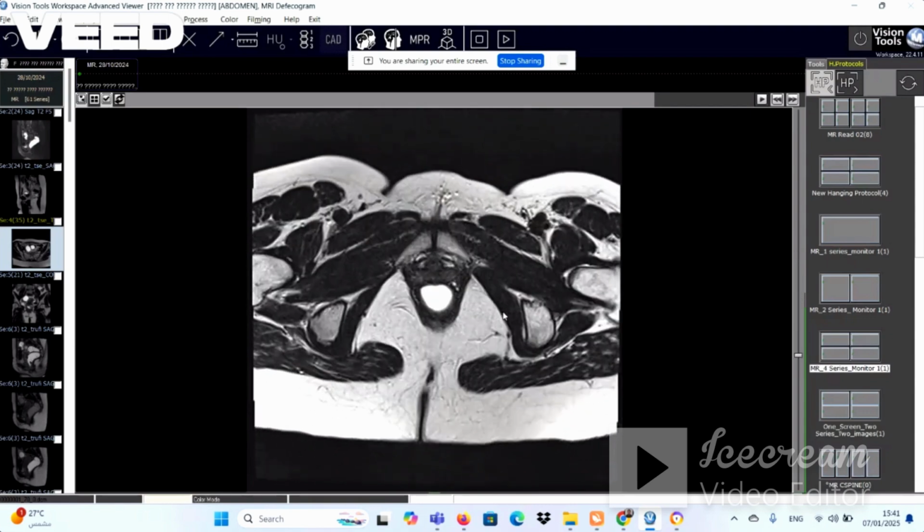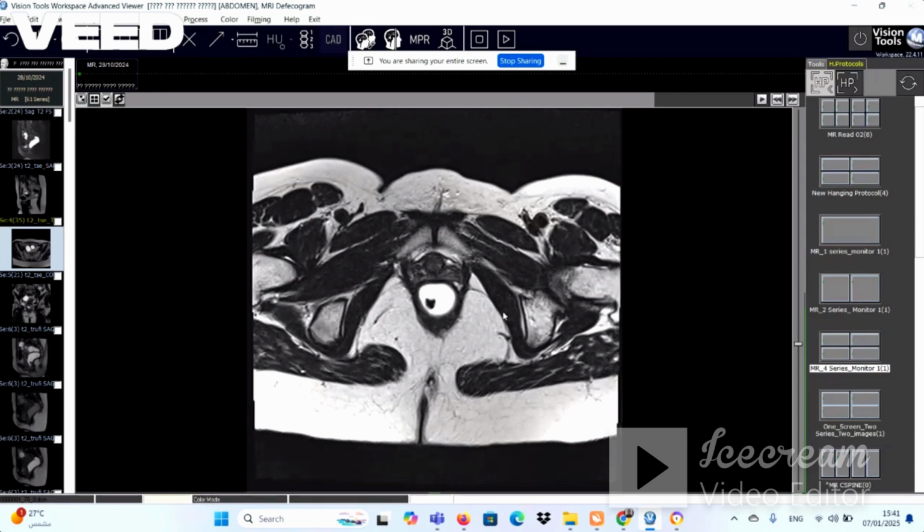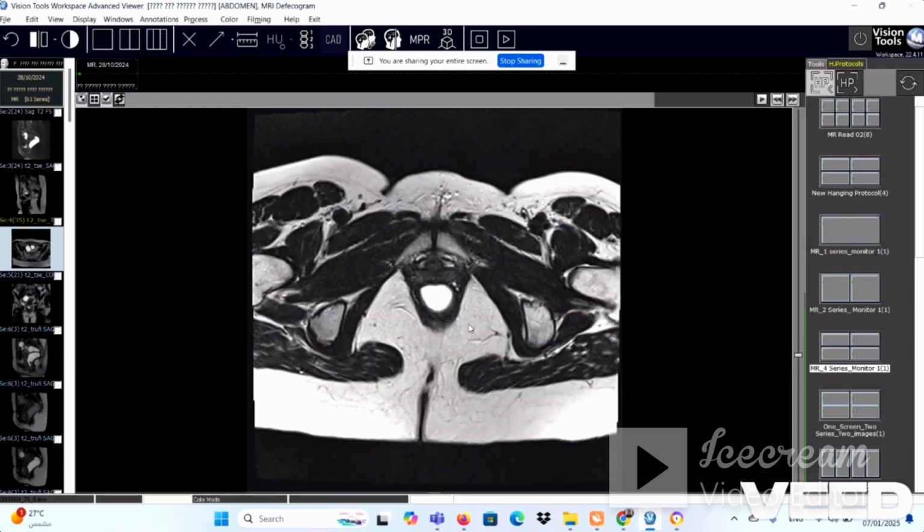We will go in the axial plane. One of the most important parts to see and comment on is the puborectalis muscle. This muscle should preserve its normal thickness, as you see here, and should be symmetrical, with no thinning out or defects or any abnormality in its morphology.